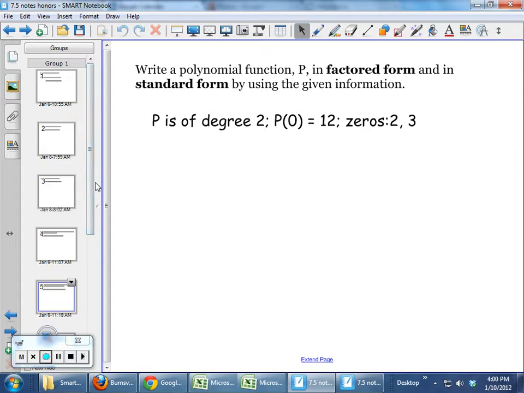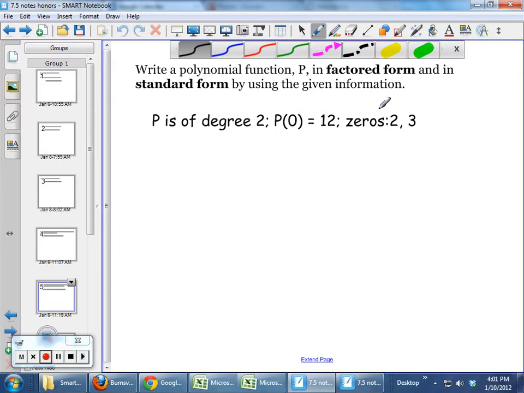So let's start with this problem. It says, write a polynomial function p in factored form and in standard form by using the given information. So the polynomial is of degree 2, and p of 0 equals 12. And then the zeros are 2 and 3. So we're really working backwards. We typically would solve problems by finding the zeros. Now they tell us what the zeros are, and we have to write an equation for that. So I'm going to do that.